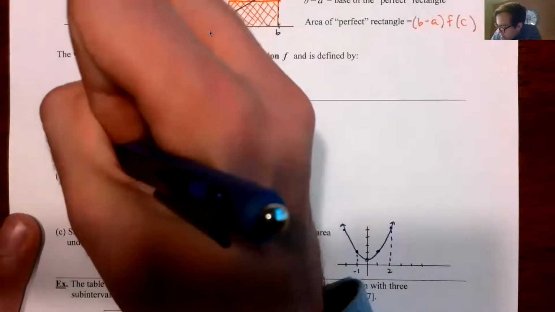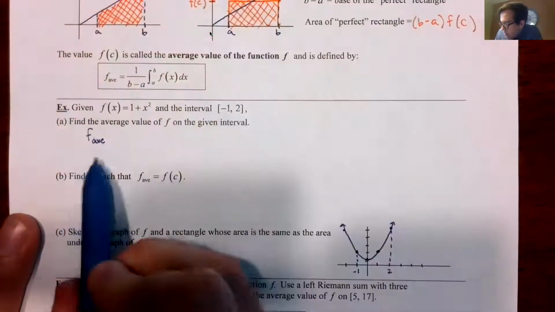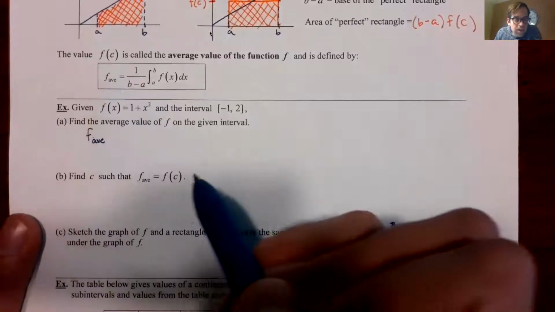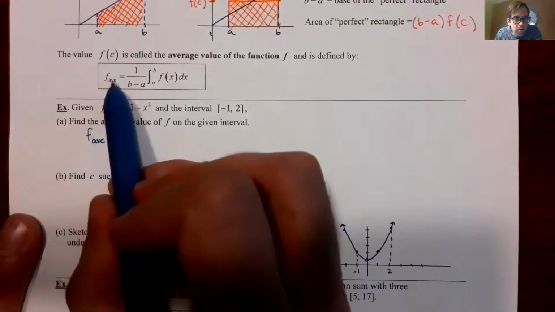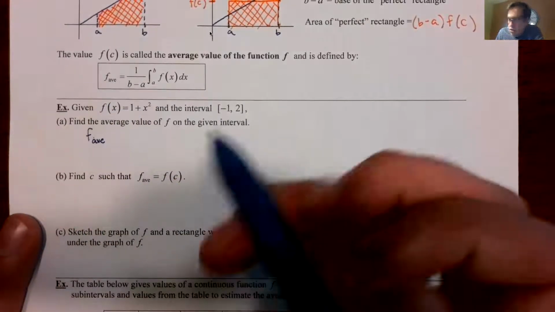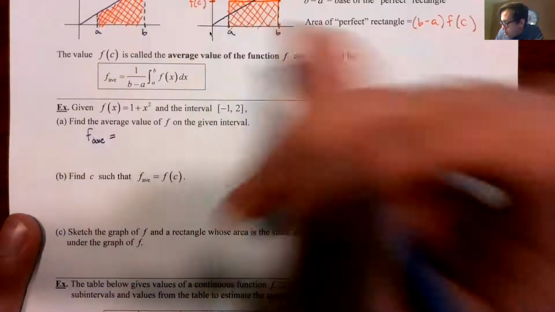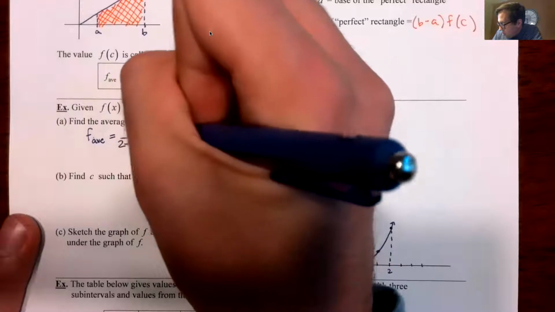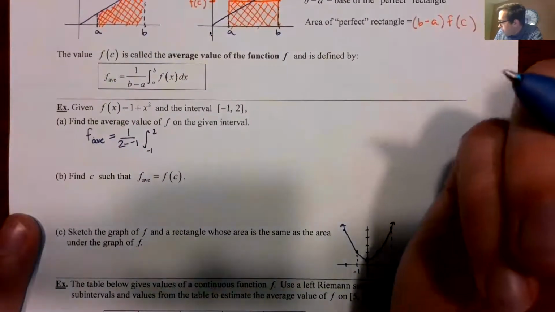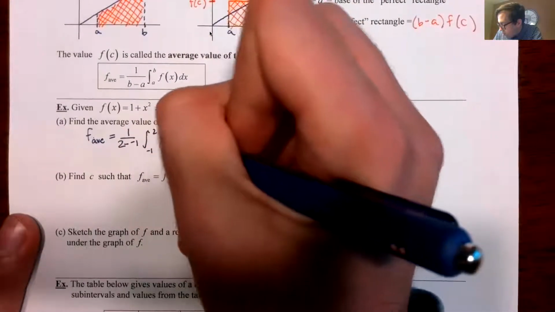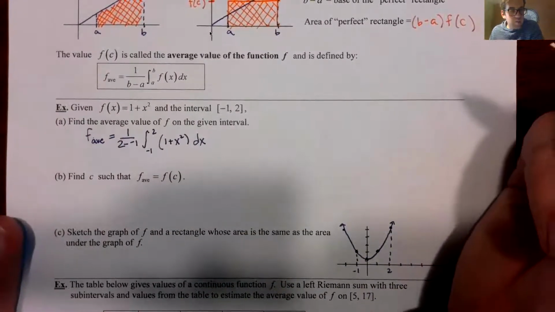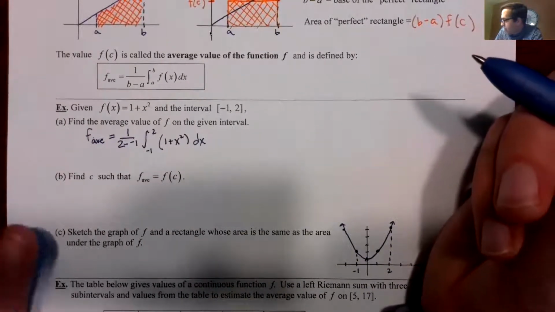So we have f sub AVE. AVE is just standing for average. This is just common notation to mean the average y value. We're not ever plugging in for A or for V or for E or anything like that. It just means the average value. Equals 1 over b minus a, so it's going to be 1 over 2 minus -1, and then the integral from -1 to 2 of the function, 1 plus x squared dx. And if we solve this, we should get the average value of f on the given interval.